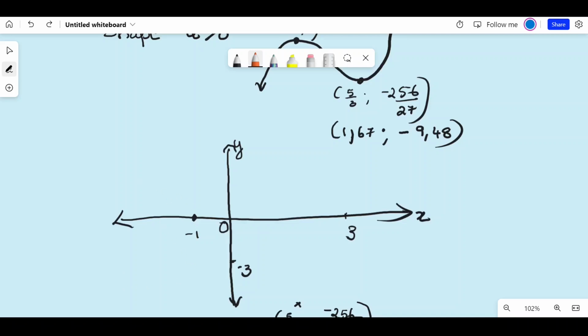Now let's sketch the graph. You already know it turns here, that is the maximum turning point. Now the graph passes through the x-intercept, turns here, and passes through the y-intercept. That is the graph of f. Label the graph. So that is all about sketching the cubic graph.